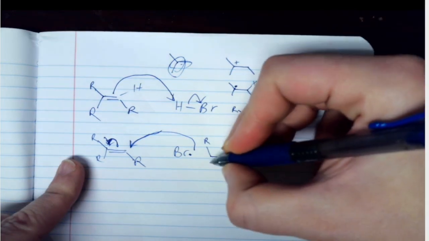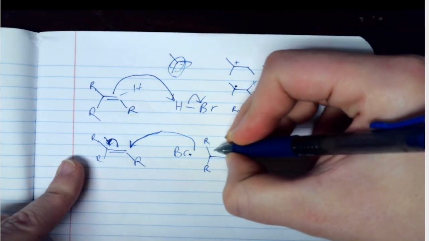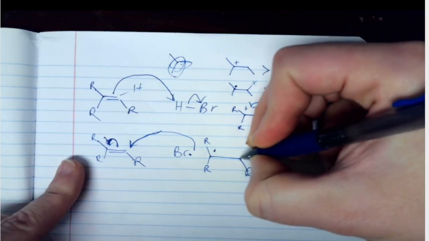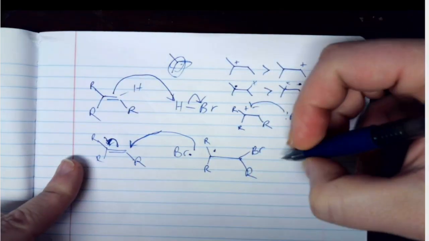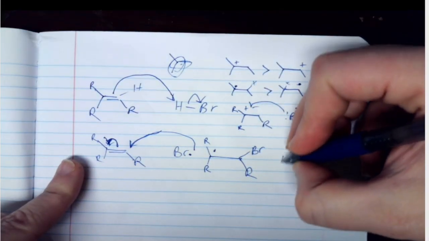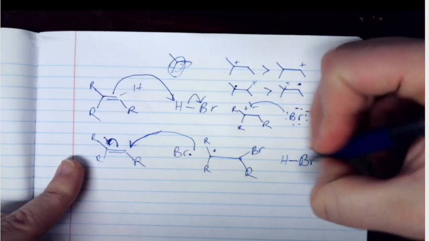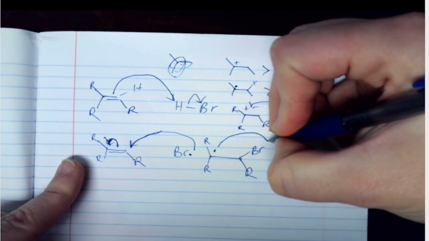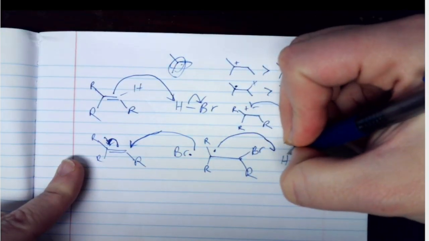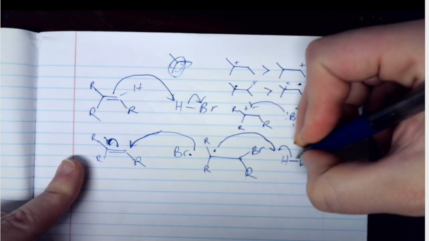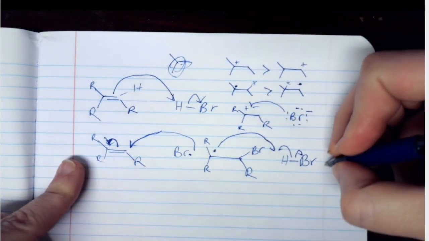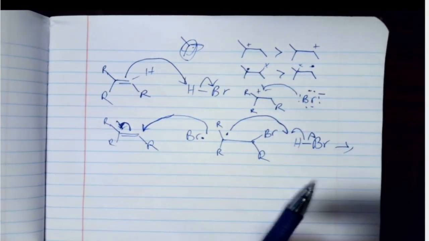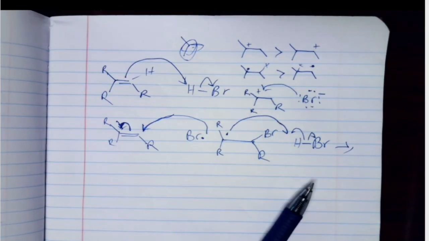R dot, R Br, and then this guy will then, single arrow, pull off the H and thus propagate. So it's all about order of addition. What's attacking what?